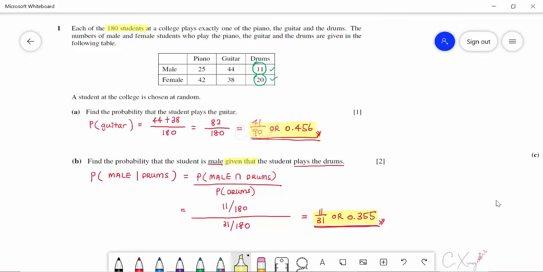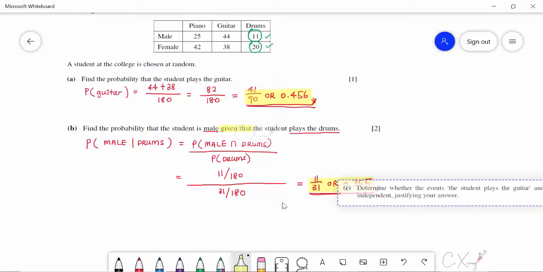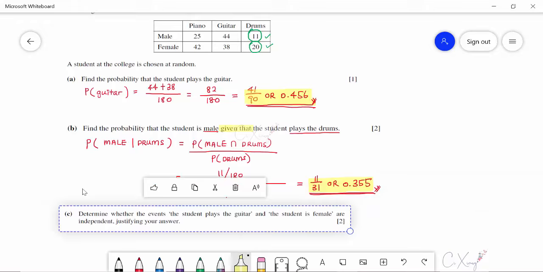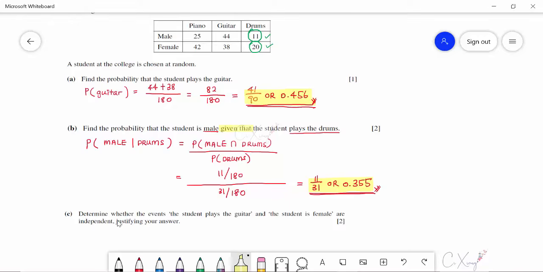Next, let us continue to part C. For part C, they are asking you to determine whether the events play the guitar and female are independent or not, and you need to justify your answer. To prove whether two events are independent or not, generally you need to find two values. The first one is the probability of guitar multiplied with the probability of female. This is the first value that you should try to find out, the multiplication between guitar and female.